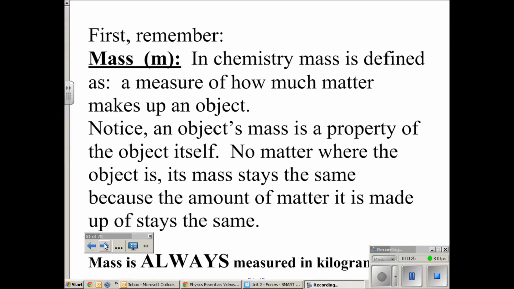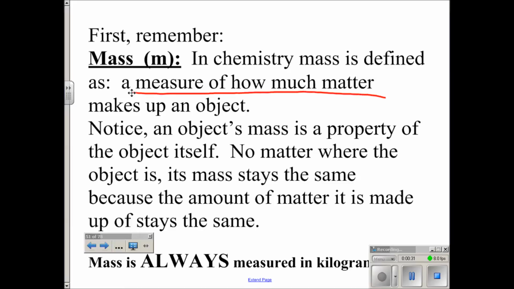So we're going to use the chemistry definition, which is this. Mass is a measure of how much matter makes up an object. Okay? So notice, an object's mass is a property of the object itself. In other words, if I give you an orange and we measure the mass of that orange, basically what we're doing is we're counting particles, right? The more particles it has, the more protons, electrons, and neutrons that it's made up of, the more matter it has, and therefore the more mass it's going to have.